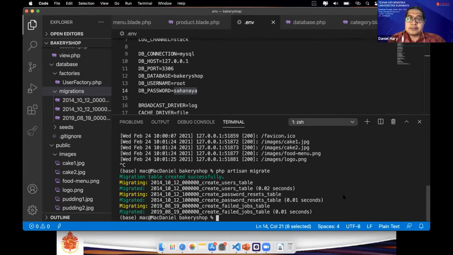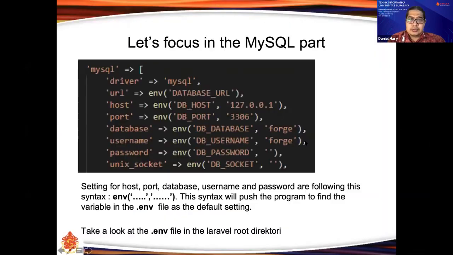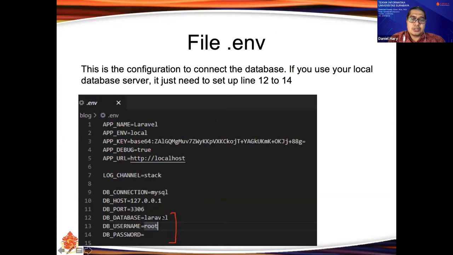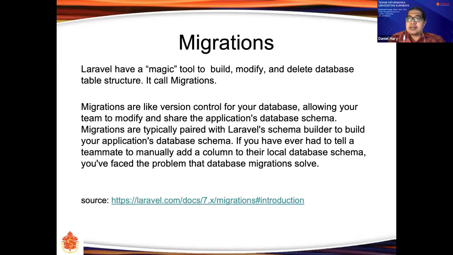Okay, then we already connect with our database. We will move to the migration section here. This one we already create, and we already use the ENV. ENV focus in these 3 lines: Laravel root and DB password. Okay. Migration will be used for build database table structure, and then seeding will be used for filling the data.